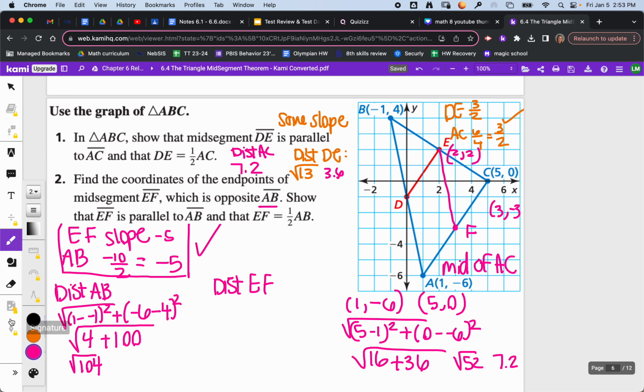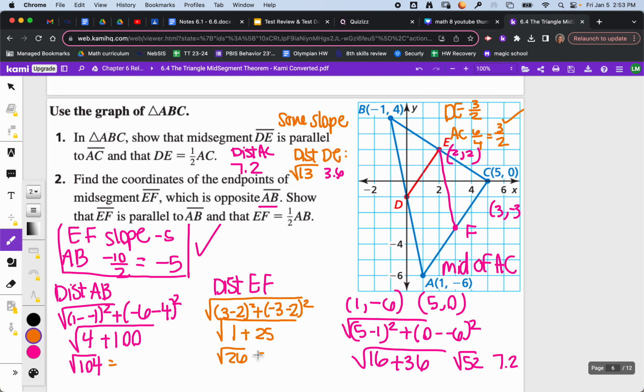So we're going to find the changes in my x's squared plus changes in my y squared. So 3 minus 2 squared plus negative 3 minus negative 2 squared. X's, y's, cool. 3 minus 2 is 1, 1 squared is 1. Negative 3 minus negative 2 is negative 5. Negative 5 squared is 25. Put that together, we get 26.